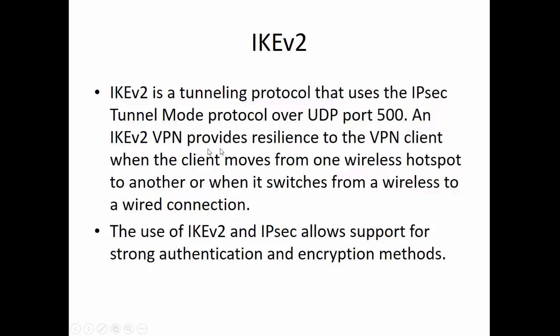IKEv2 VPN provides resilience to the VPN client when the client moves from one wireless hotspot to another, or when it switches from a wireless to a wired connection. Whenever you're changing a network and you were connected through VPN, if you are connected through IKEv2, it's going to make sure that you're securely reconnected. The use of IKEv2 and IPsec allows support for strong authentication and encryption methods. So you are secure plus you get reconnected. It makes sure the connection payload stays so light that when you're disconnected, it does not take much time to reconnect.